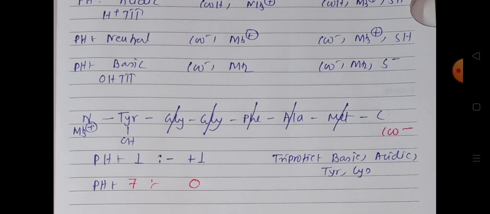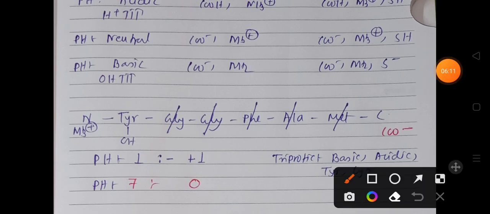So if you find anything except these four types, make sure that they are diprotic amino acids. You have to ignore them. Okay, so this is step number 2. That is why I have ignored glycine, phenylalanine, alanine, as well as methionine.